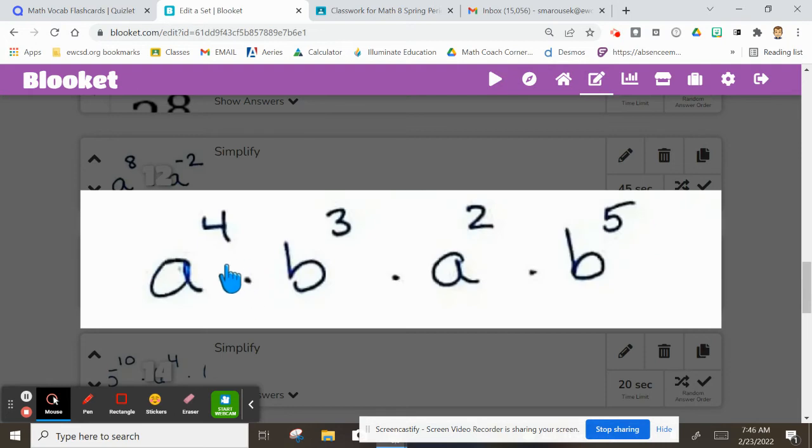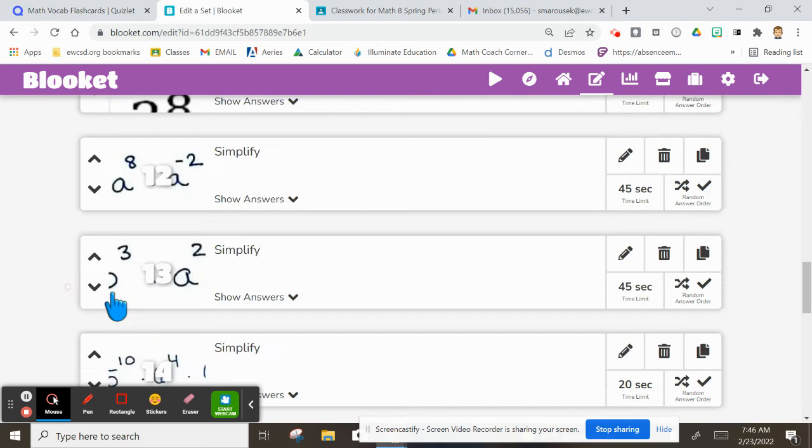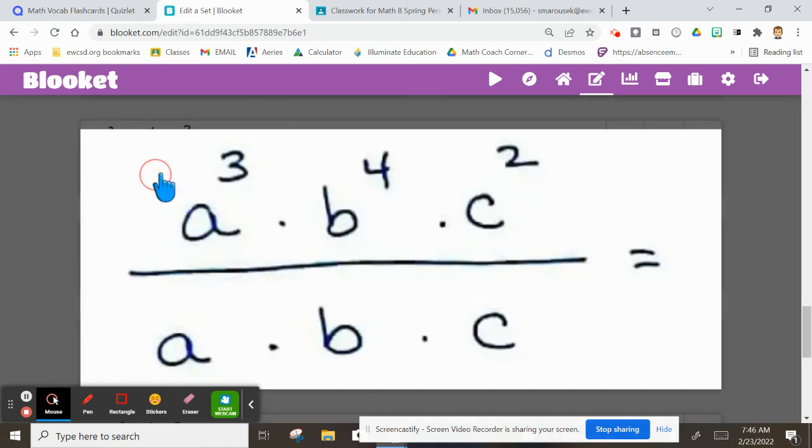And then this one, you can only add A's with A's and B's with B's, all right? So you should be pretty good with this one. Okay, when we get to this one, it's a little more intense, but it's a to the 3rd over a to the 1st. These are all to the 1s. So this would take 1 away from there, so it'd be A2, B3, C1.